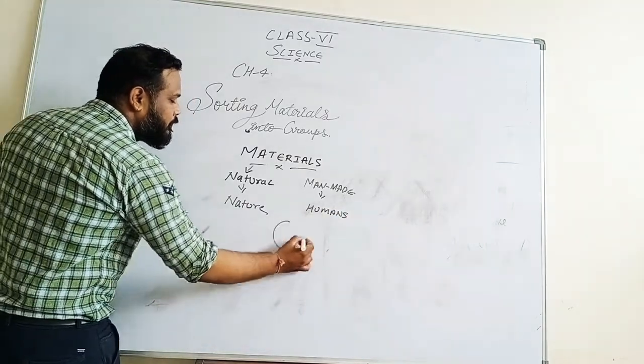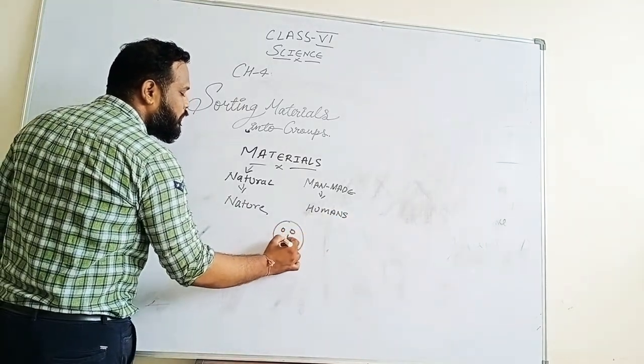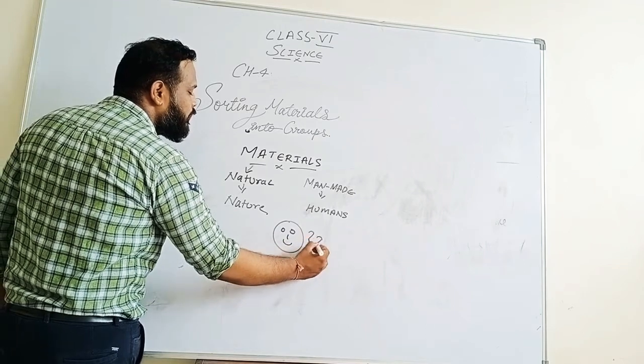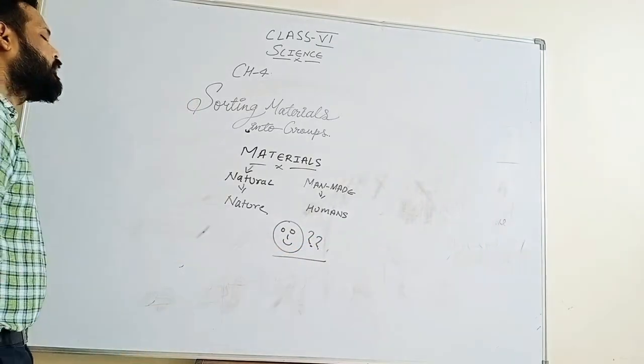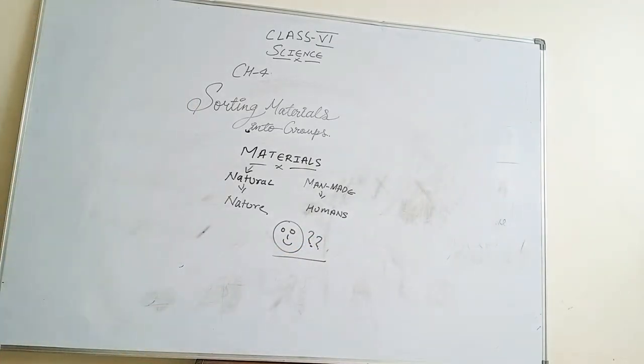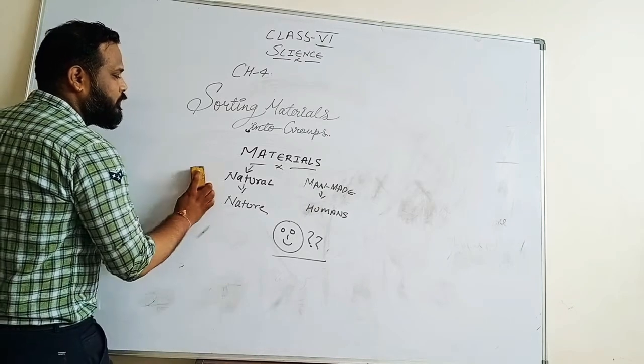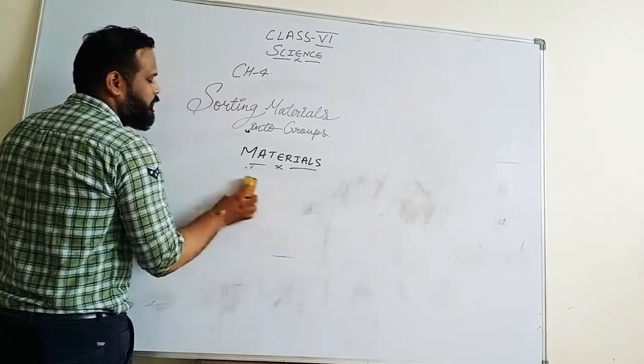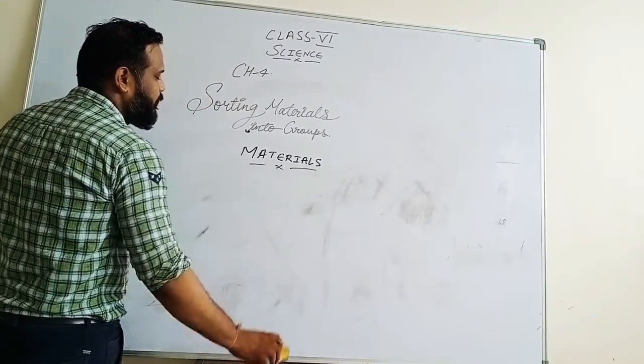Okay, now I'm making a smiley. Just think about what are natural things and what are human-made things. Do you remember what natural things and man-made things are? I hope you all know the answers. Like plastic is man-made and milk is a natural thing. Okay, let us move ahead. Now, what will be the next topic?